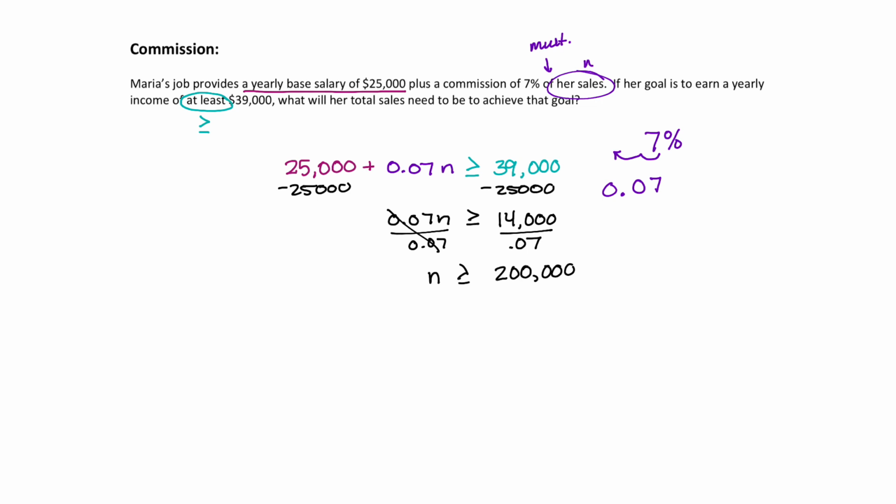Since what does her total sales need to be? That's going to be money, so dollar sign. So if she sells at least $200,000 with her $25,000 base salary and 7% of what she sold, she will make the $39,000 that she wanted. The more she sells over the $200,000, the more she earns over the $39,000.